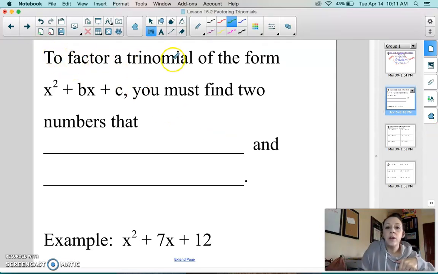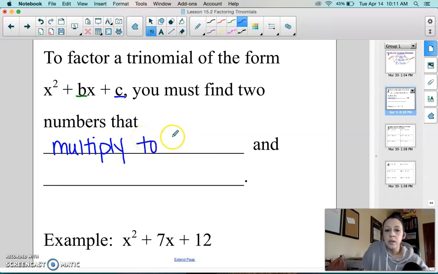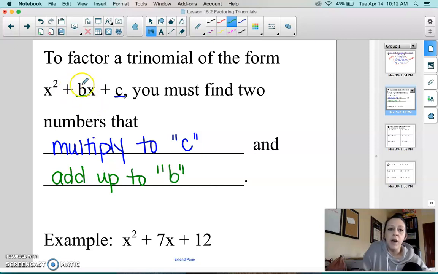It says here to factor a trinomial of the form x squared plus bx plus c, where b and c just mean some number, you must find 2 numbers that multiply to c, which remember is just that 3rd number in your trinomial. So we need 2 numbers that multiply and equal this c value. We also want these 2 numbers to add up to b, and b is that middle value in front of the x.